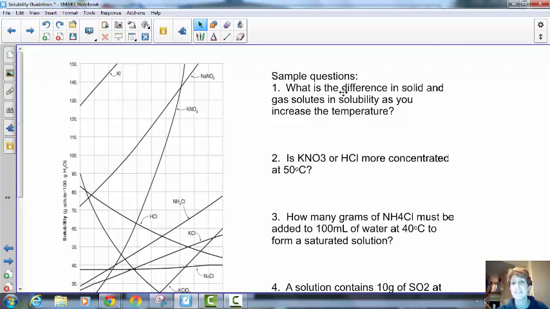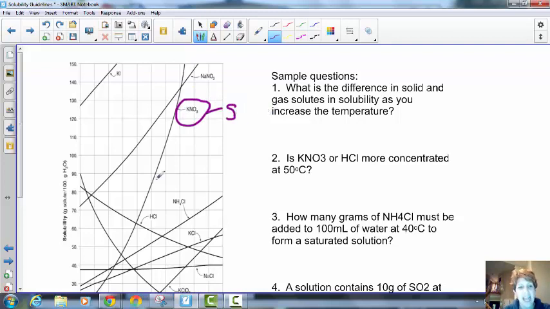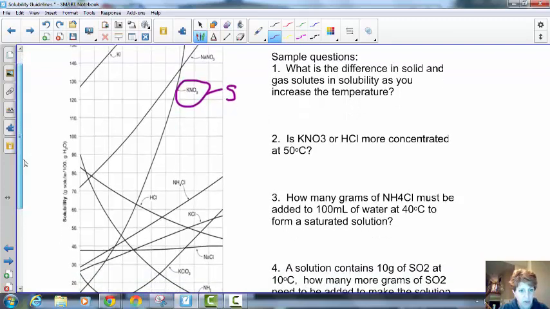My first question is, what is the difference in solid and gas solutes in solubility as you increase the temperature? So I'm going to take something like KNO3. I'm going to try and use this pen. This might not be great, but work along with me here. All right, KNO3. This is a solid solute, and you'll notice that as the temperature goes up, the solubility goes up. And the reason for that is kinetic energy. As the molecules move faster, they're going to collide more, and they're going to be able to dissolve more particles with a higher temperature.